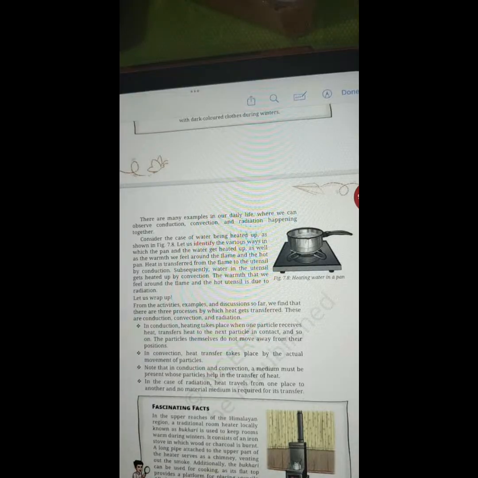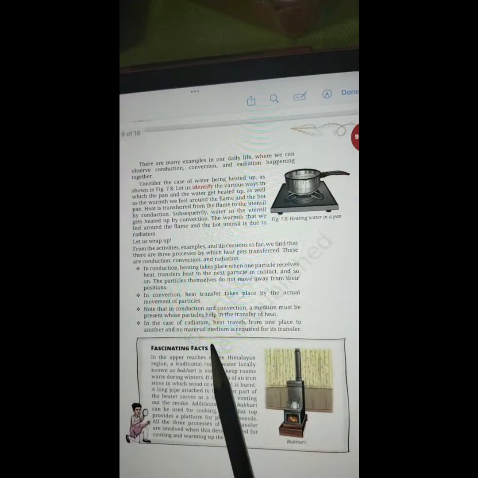In convection, heat transfer takes place by the actual movement of particles. Note that in conduction and convection, a medium must be present whose particles help in the transfer of heat. In the case of radiation, heat travels from one place to another and no material medium is required for its transfer.